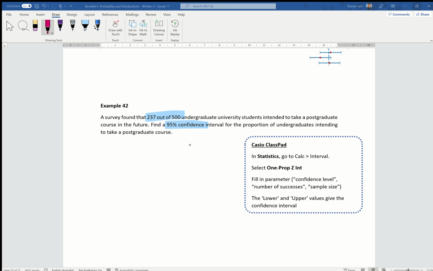Okay. You hit next. Your C level is your confidence level. If you're not sure, you can always press the help button and it will tell you what those values all mean. But for C level, we put in 0.95. Our X value is the data, or in this case, as you can see in the parameter, it says the number of successes. So that's going to be 237. Out of n, which is the sample size, so that's the total 500 students that we're looking at. So what you should have written down is 0.95, 237, and 500.